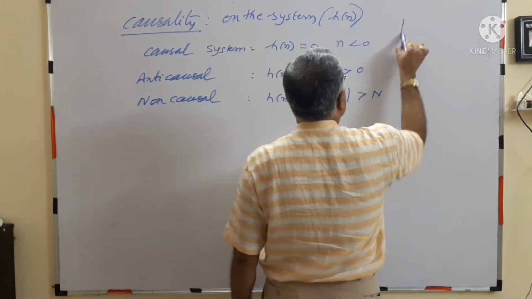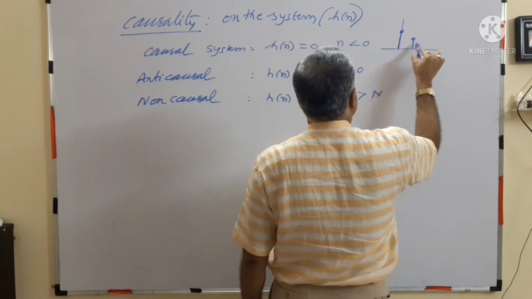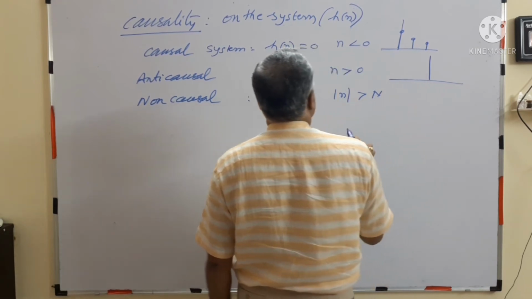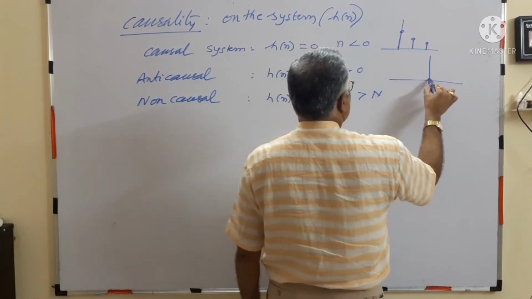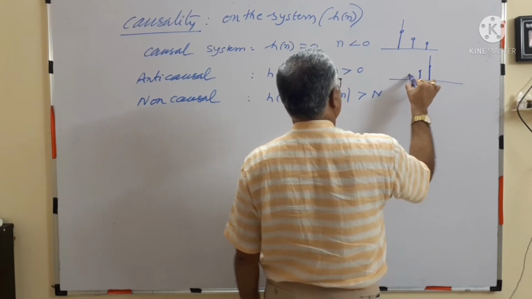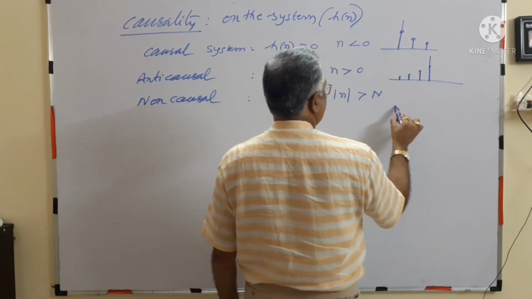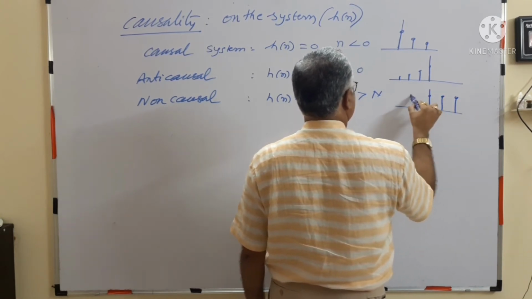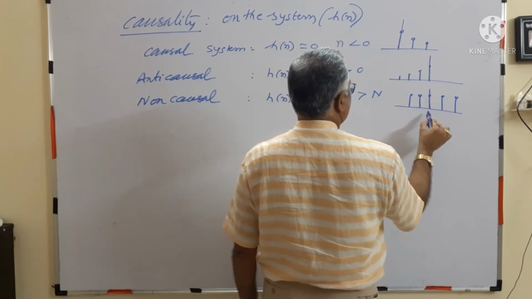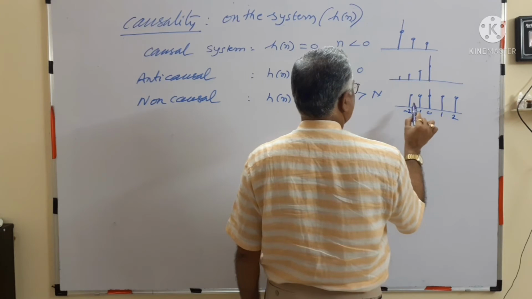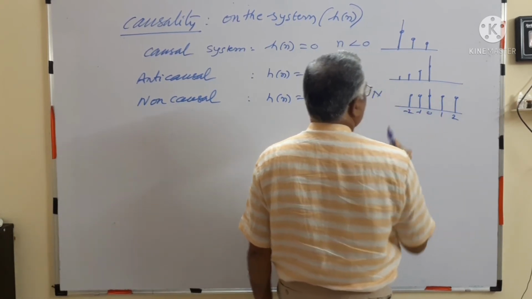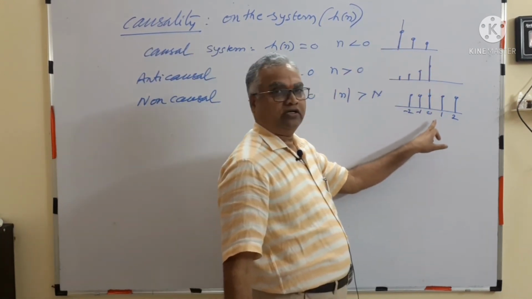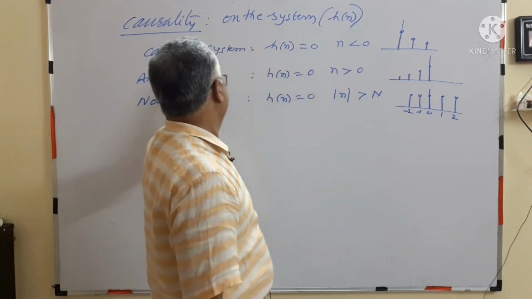So this is one example of causal. This is causal. This is one example of anti-causal. This is anti-causal. Non-causal: zero, 1, 2, minus 1, minus 2. Two plus two values are there, otherwise 0. So this is causal, anti-causal, non-causal. This is the behavior of causality.